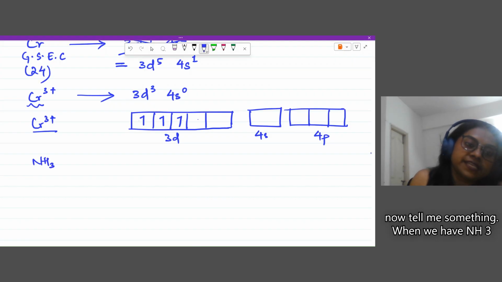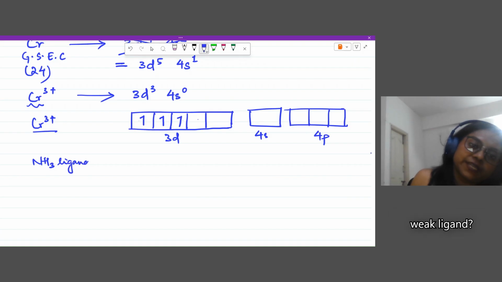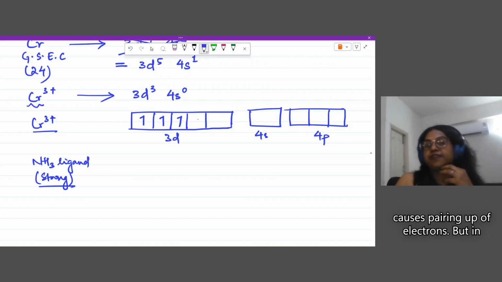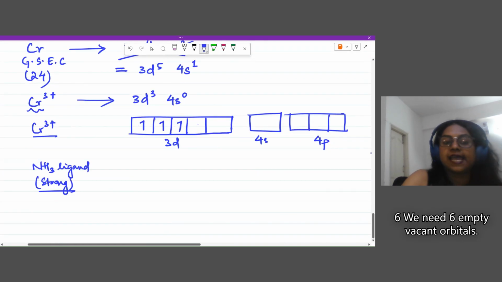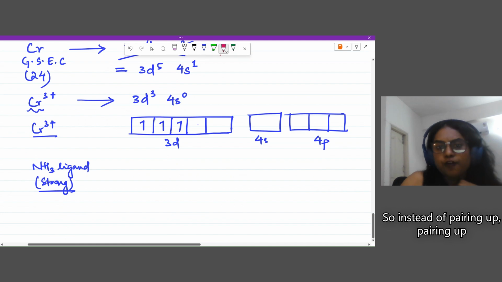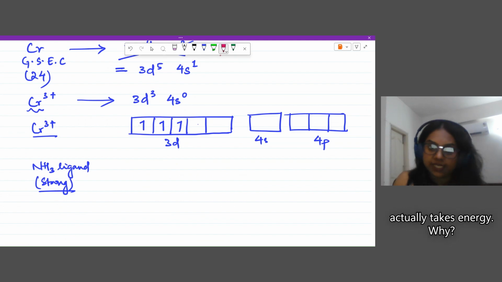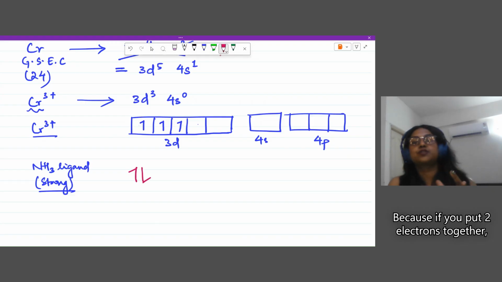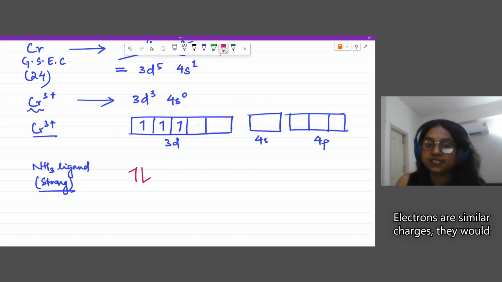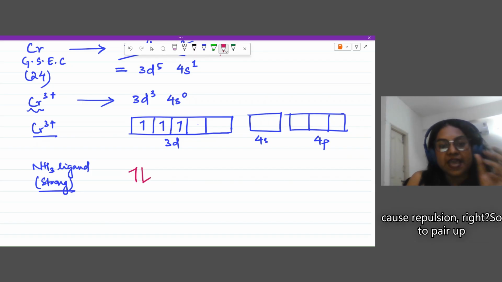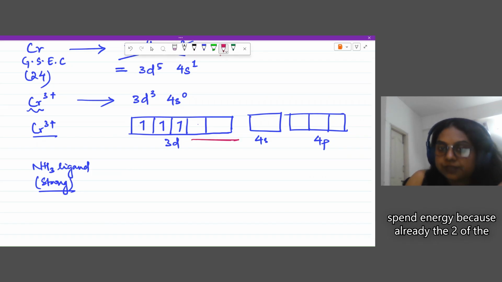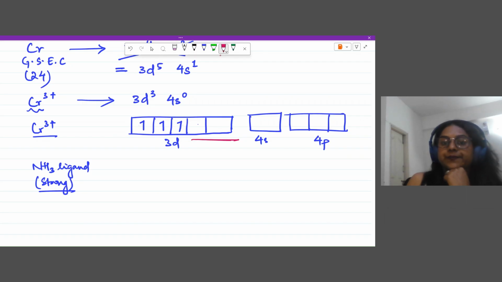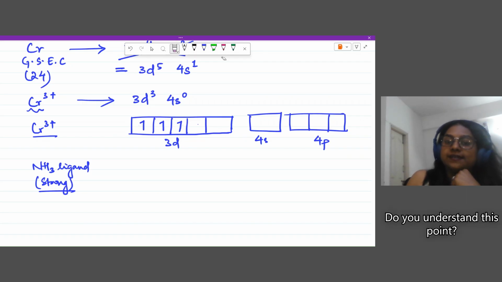Now tell me something. When we have NH3 ligand, is it a strong ligand or a weak ligand? Strong. It usually causes pairing up of electrons. But in this case, see how many ligands there are. Six. We need six empty vacant orbitals. Pairing up actually takes energy. Why? Because if you put two electrons together, there would be electrostatic repulsion. Electrons have similar charges, so they would cause repulsion. To pair up electrons, the ligands actually spend some energy. But here they do not have to spend energy, because two of the 3d orbitals are already vacant for them. Do you understand this point?